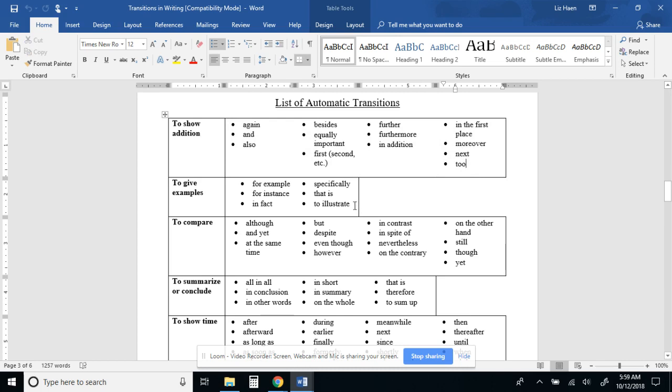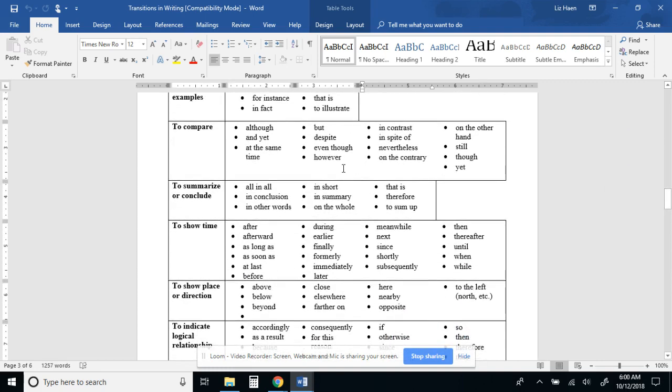To give examples, here are some automatic transitions you could use. So you could say, like, there are many ways that I tried to get power. Specifically, there was one time when my friend invited me to a party. So that's alerting your reader that I'm about to give you an example. To compare, this is also, like, I would write here to compare or contrast. Because these are showing if something is the same or if something is different.